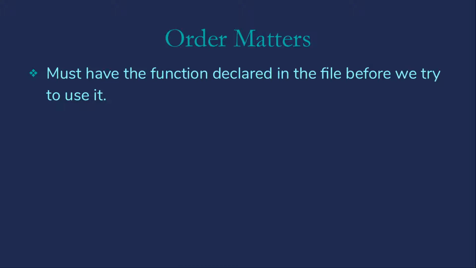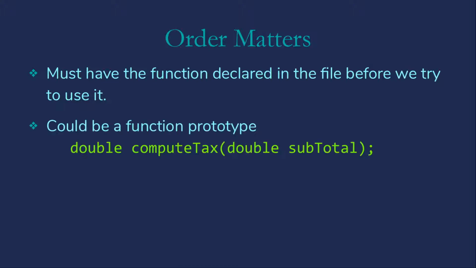We have two ways to provide the function declaration. The first, and generally preferred approach, is to put a function prototype at the top of the file. We can think of the prototype as a function declaration. Notice that it is very similar to the declaration of an abstract method in Java. Technically speaking, the parameter names, so the subtotal here, are optional in a prototype, but they are highly recommended.